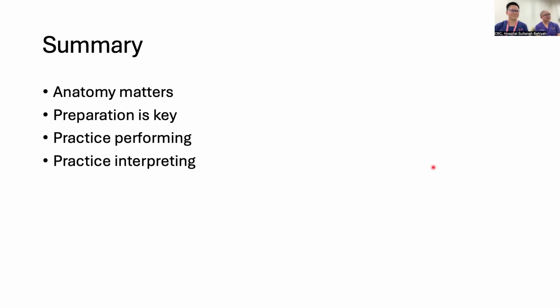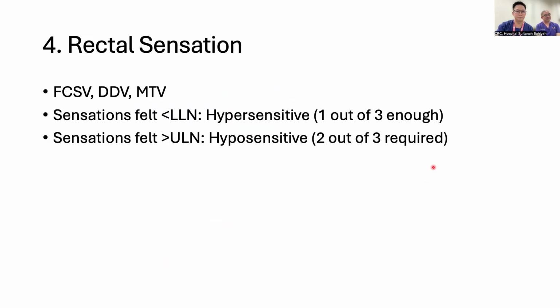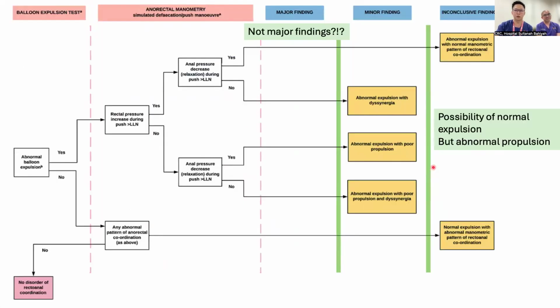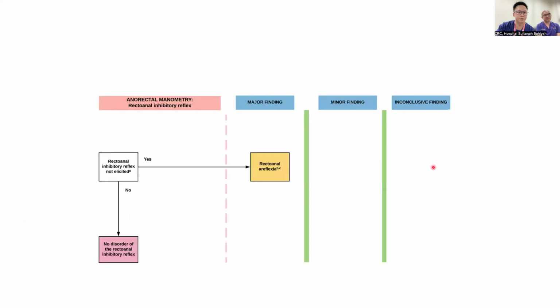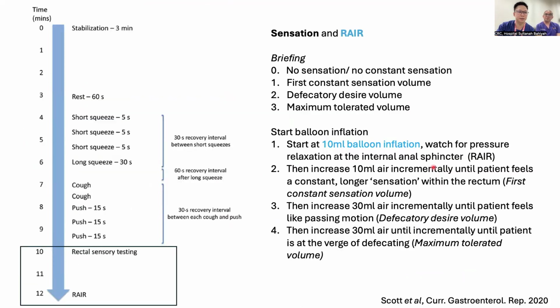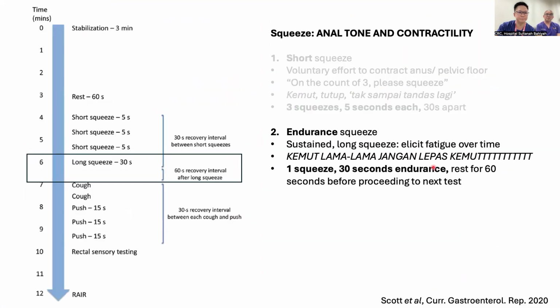The endurance squeeze refers to which part of the anal manometry test? So the endurance squeeze is part of the anal tone and contractility. So anal tone and contractility, this one. Okay. So first you start by short squeeze, then after that go endurance squeeze. Yeah. So do everything, settle all the squeeze, then only you go to the rest. So don't confuse the patient.